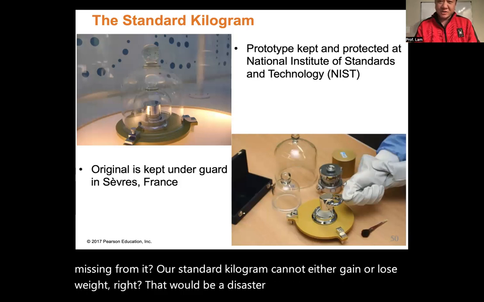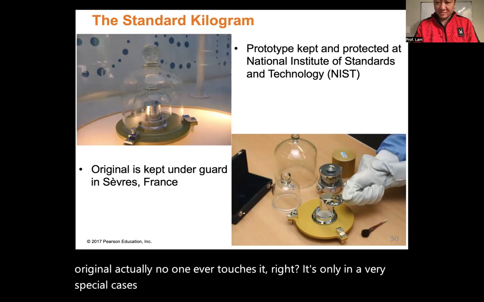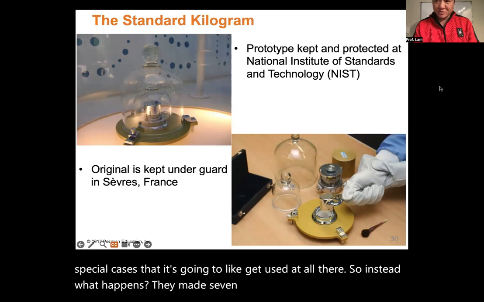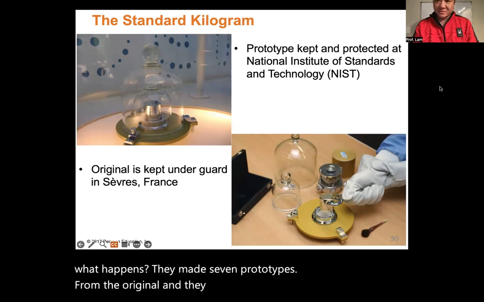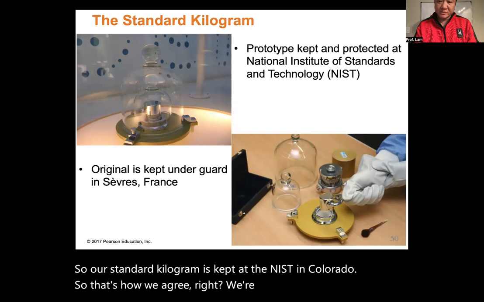And so that's why the original, no one ever touches it, right? It's only in very special cases that it's going to get used at all. So instead, what happens? They made 7 prototypes from the original, and they sent them to different spots in the world. So our standard kilogram is kept at the NIST in Colorado. So that's how we agree, worldwide, what a kilogram is.